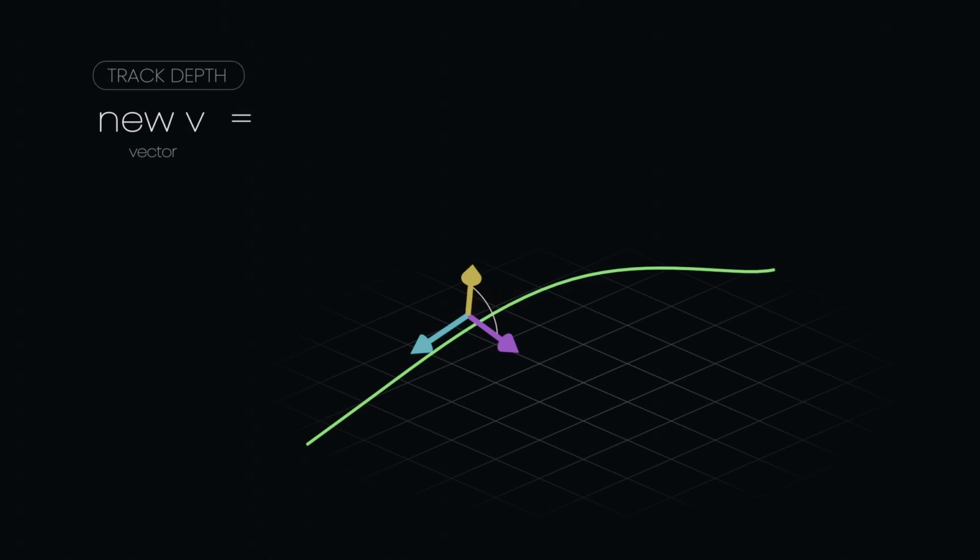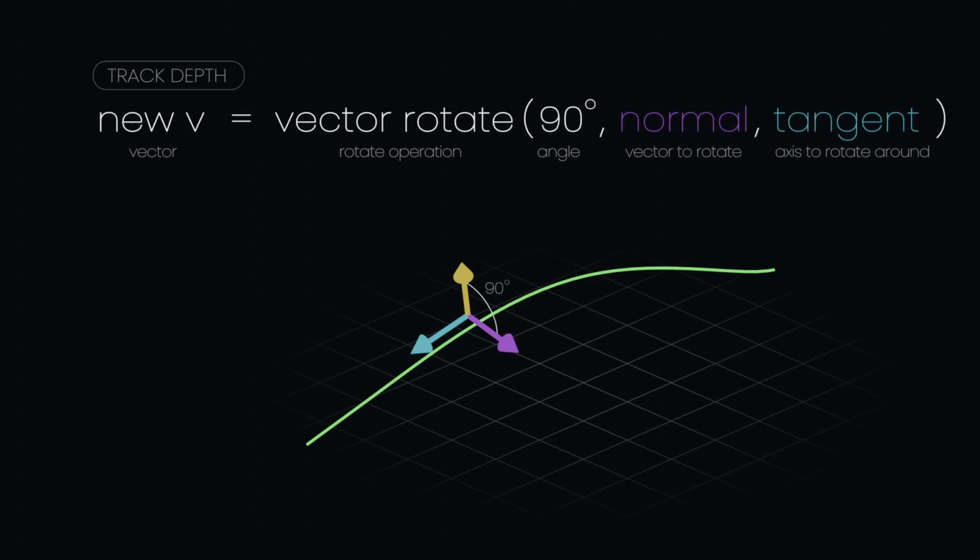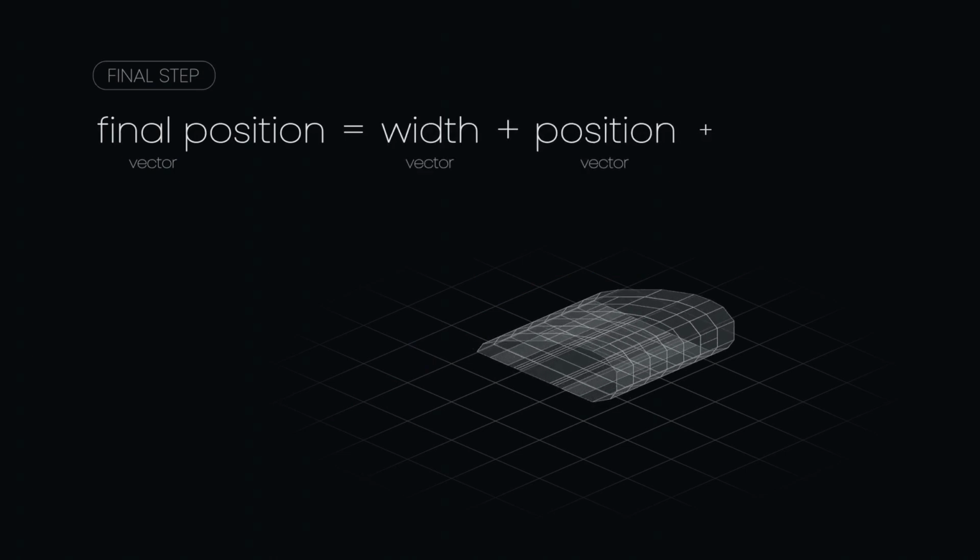We can rotate the normal by 90 degrees on the tangent axis. After that, we can scale this new vector by the z value of each point, and we've just added the dash. Great. Now we just need to add all the vectors together, and we are ready to go.